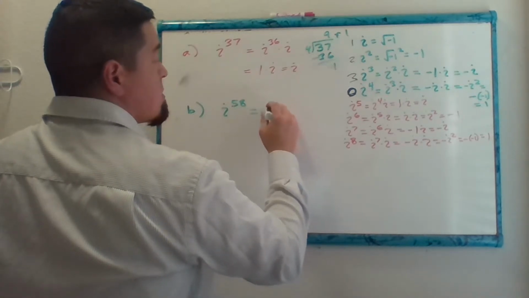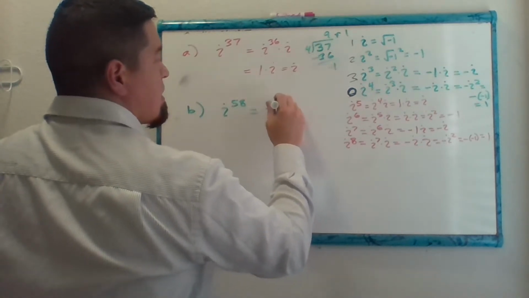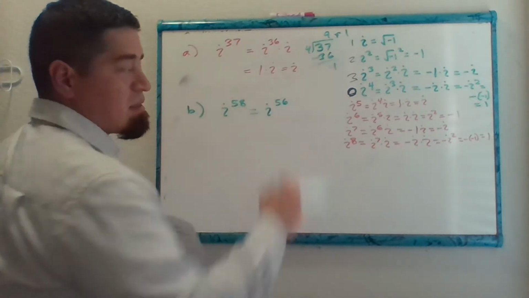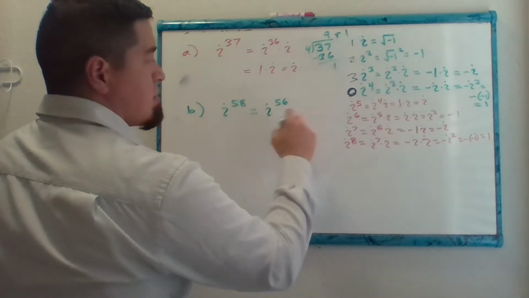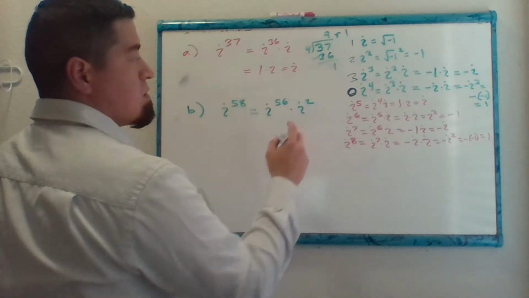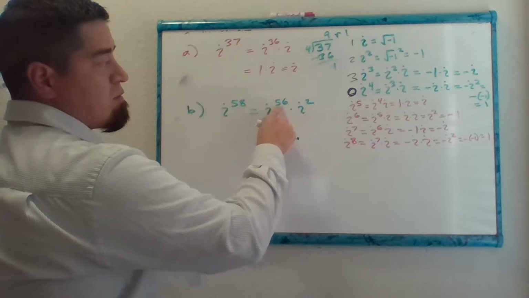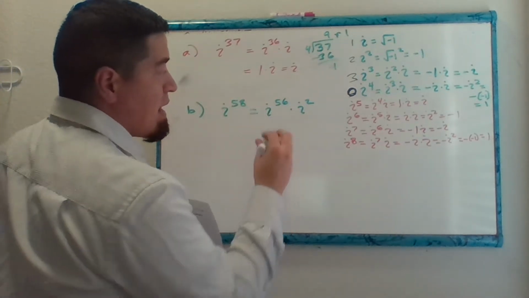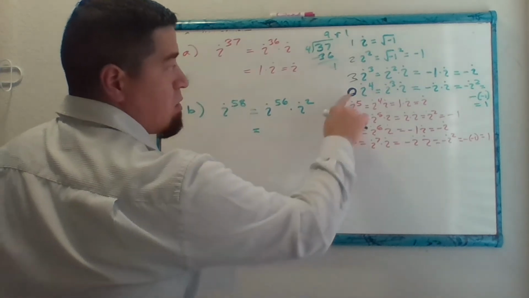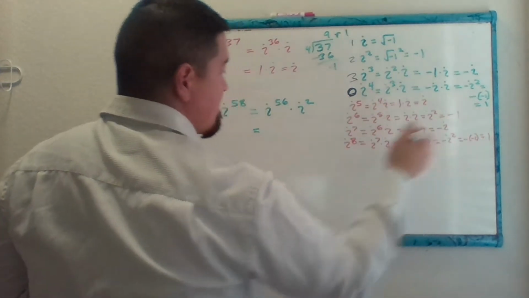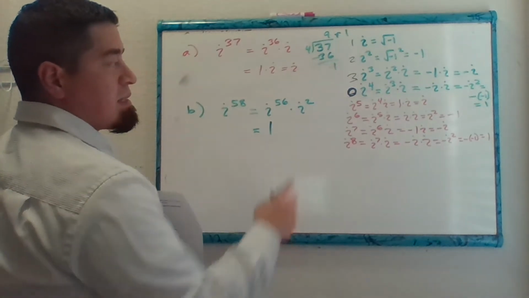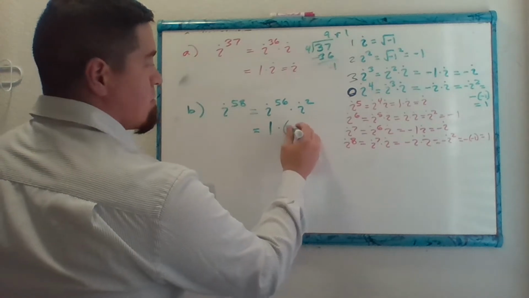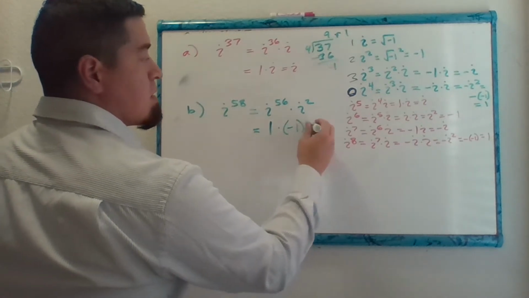14 times. So in this case, I can just write i to the 56, because 56 is a factor of 4, times i squared for the 2 left over. Because 4 goes into that, I know that any multiple of 4, any power multiple of 4 will be 1. So that's 1 times i squared. Well, I already know what i squared is, right? What's i squared? It's negative 1. So 1 times negative 1 is negative 1.